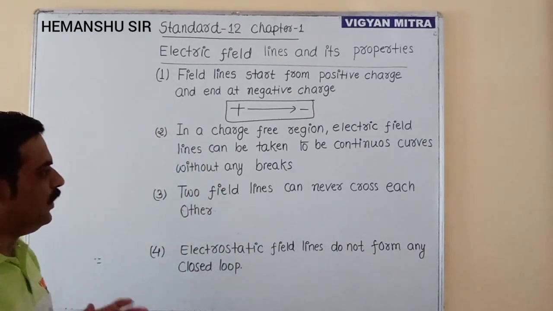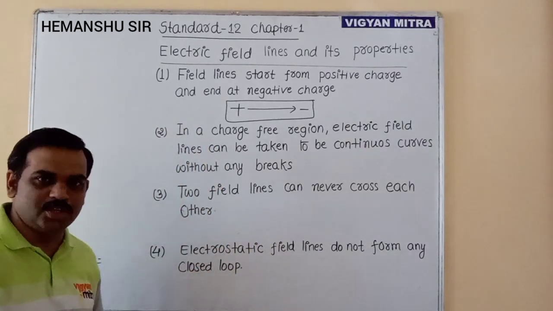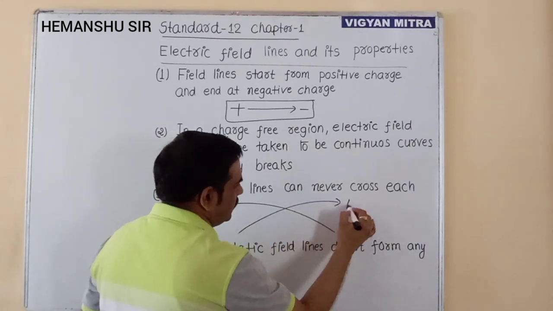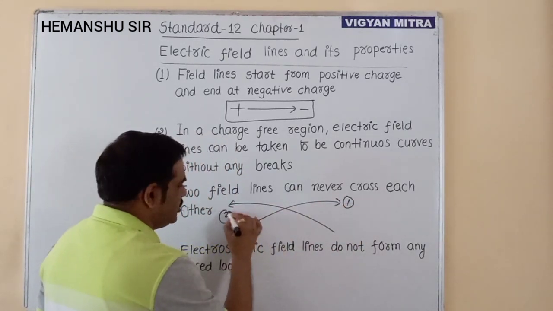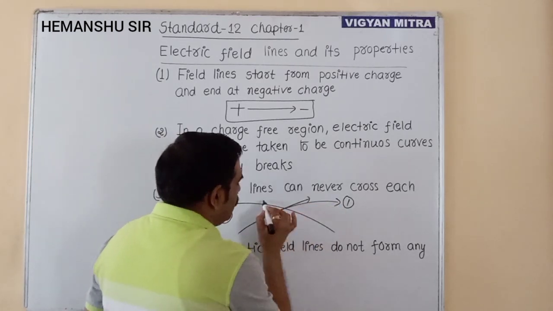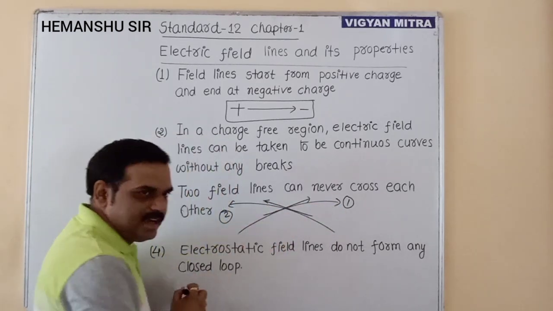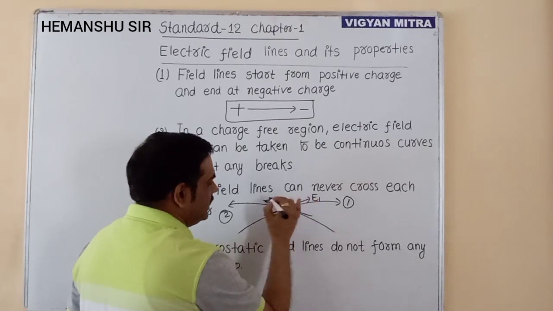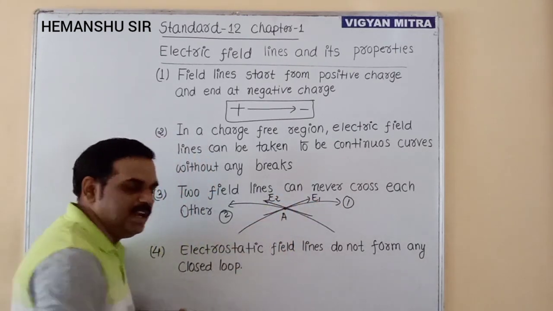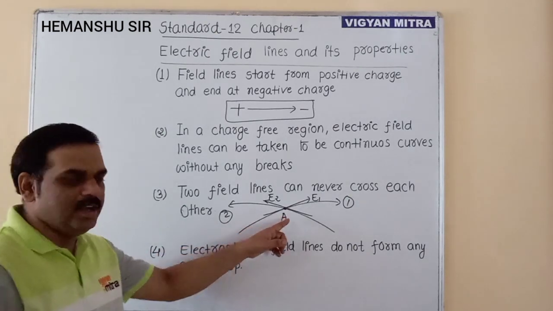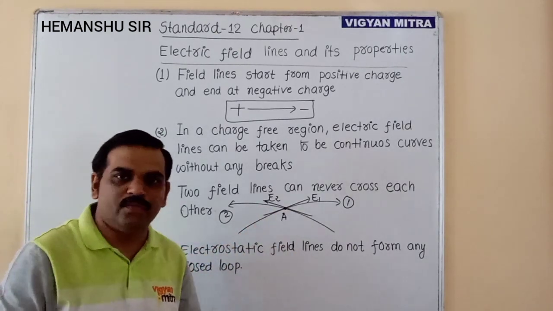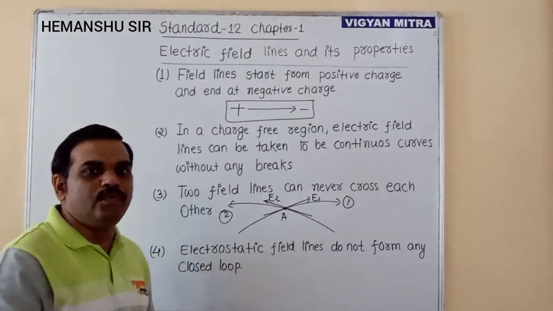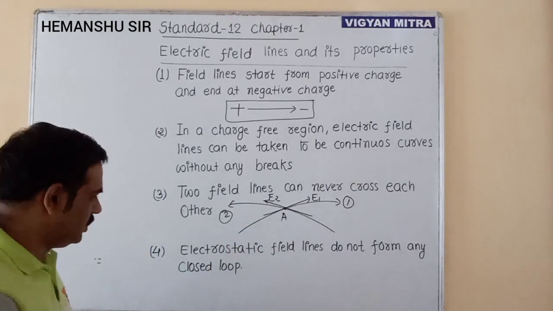Third, two field lines can never cross each other. If two field lines cross each other, then the tangents drawn to these field lines show that at the point of intersection, the electric fields are in different directions. At a single point, there would be two directions of electric field. This is not possible. That is why two field lines never cross each other.